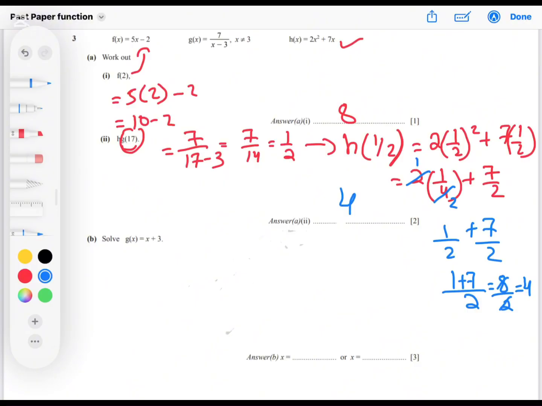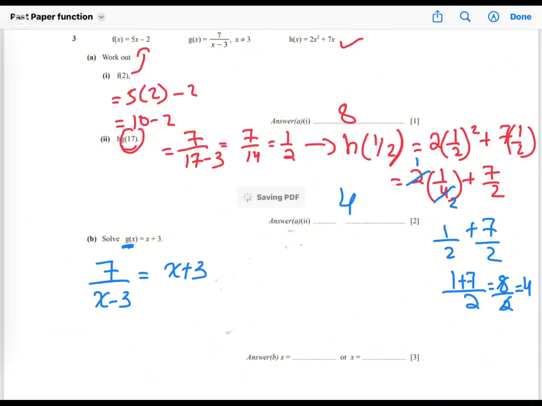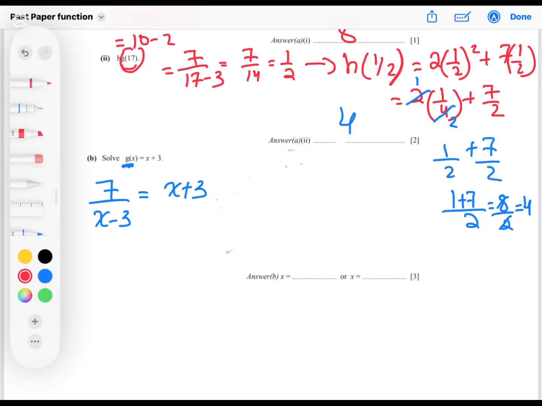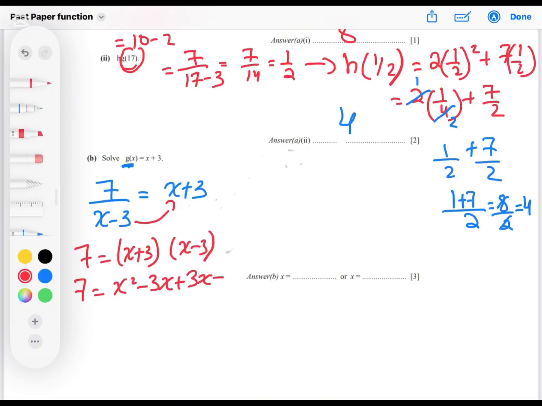Now part B, solve g(x) equal to x plus 3. This means I have to set g(x) equal to x plus 3. So the function g(x) is 7 over (x minus 3) equal to x plus 3. Now how can I solve? I have to move this to this side. So now x plus 3 and x minus 3, these two brackets are multiplying. So x multiplied by x will be x square. x multiplied by minus 3 will be minus 3x. Now 3 multiplied by x will be 3x. And 3 3s are 9, negative 9. This is what I got.